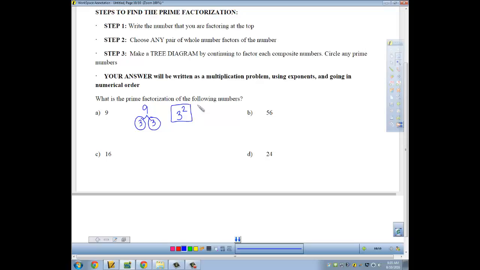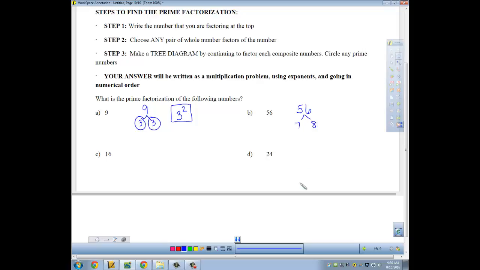And we can always check this. If I do 3 squared, I get 9. And 3 is prime. So you always want your base to be a prime number. Let's look at part B, 56. So I'm thinking, what 2 numbers can I multiply together to get 56? You can do 7 and 8.